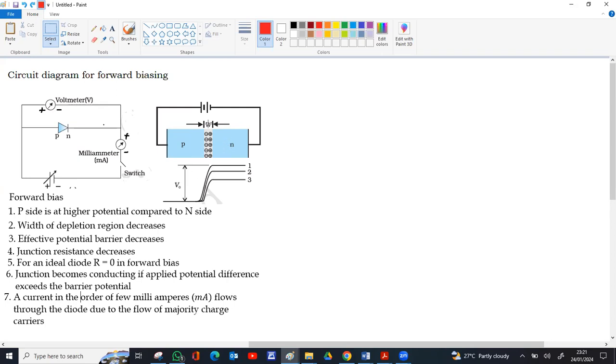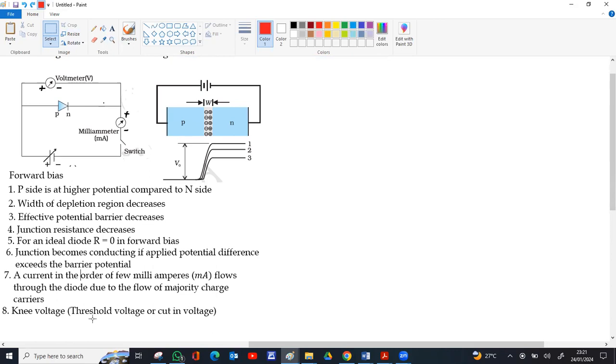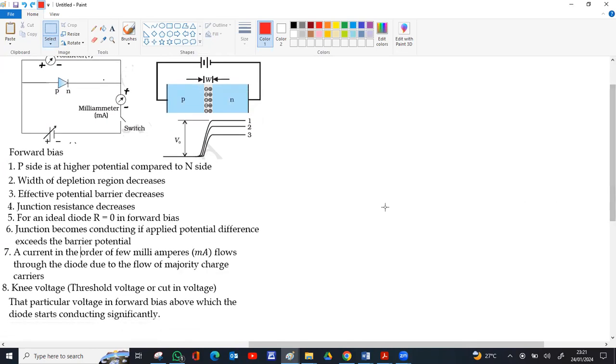Now the junction starts conducting beyond a specific voltage known as the threshold voltage, which is also known as the knee voltage or cut-in voltage. This is that particular voltage after which the current in the forward bias starts increasing significantly. It means the barrier potential is overcome because the external potential difference exceeds the barrier potential. These are the points regarding forward biasing.